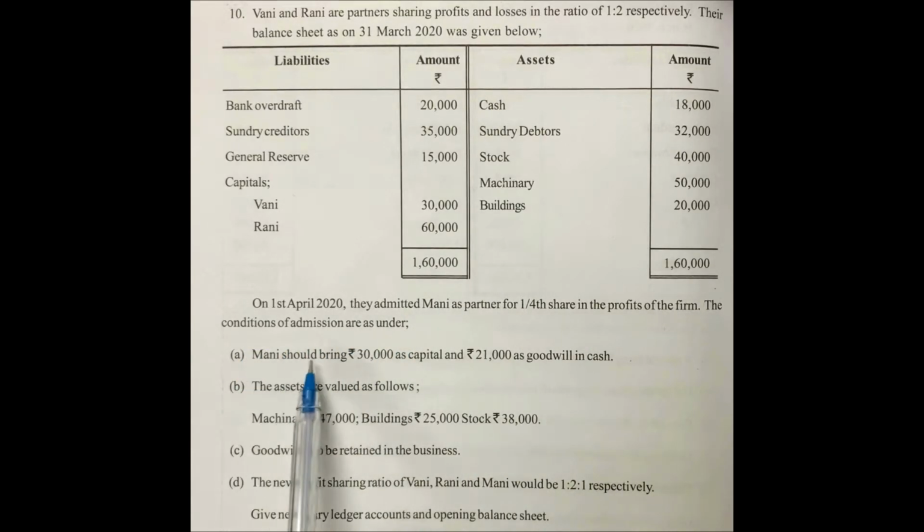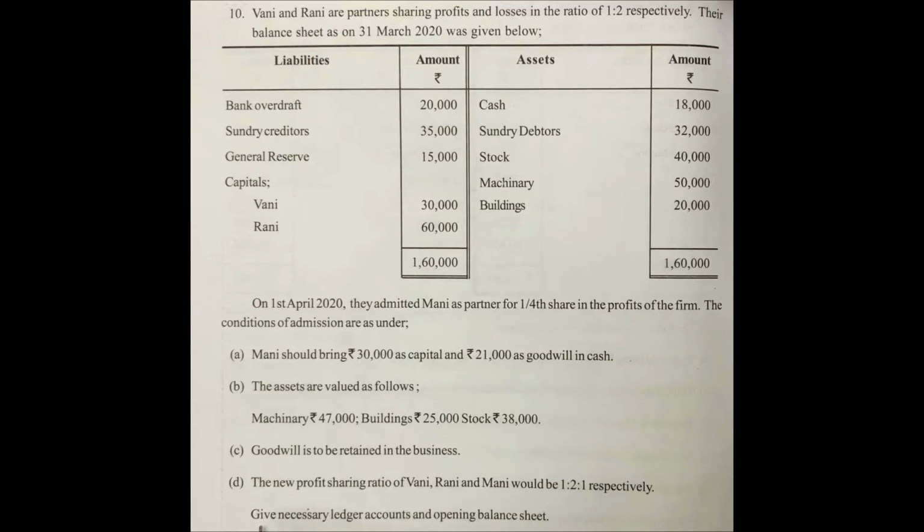A. Money should bring 30,000 rupees as capital and 21,000 rupees as goodwill in cash. B. The assets are valued as follows. Machinery 47,000 rupees. Buildings 25,000 rupees. Stock 38,000 rupees. C. Goodwill is to be retained in the business. D. The new profit sharing ratio of Vani, Rani and Money would be 1:2:1 respectively.